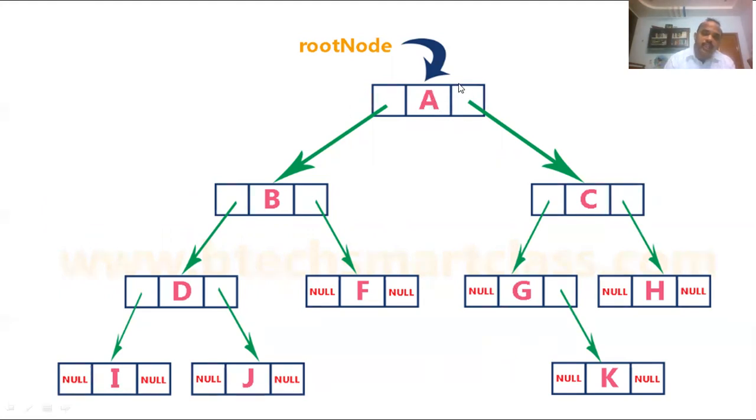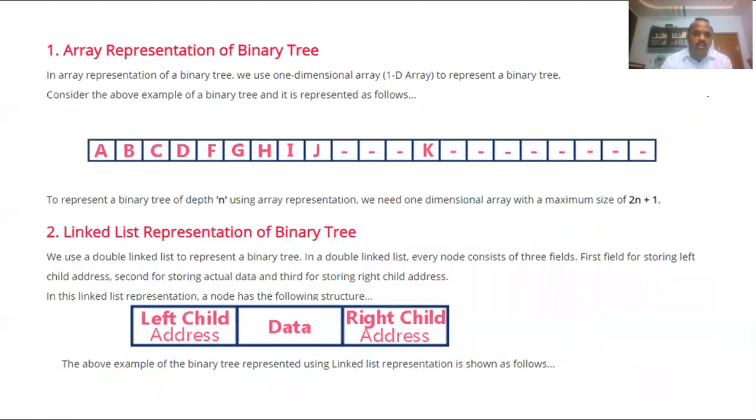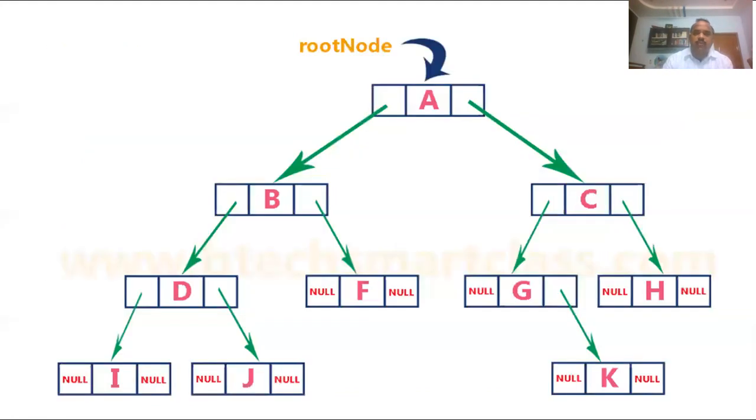This is the data. This is a node. It holds the address of the left subtree. Then it holds the value of A. Then it holds the right side, the address of the right subtree. Same for all. Are you all clear? This is the linked list representation of a binary tree.